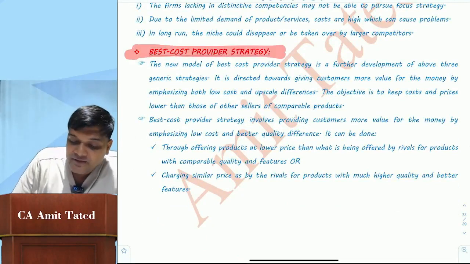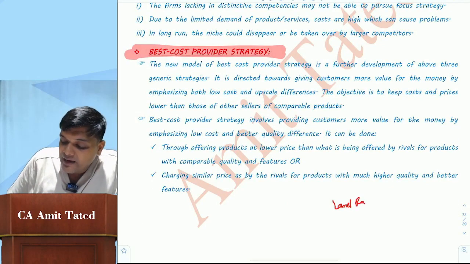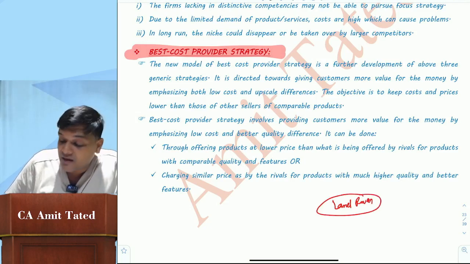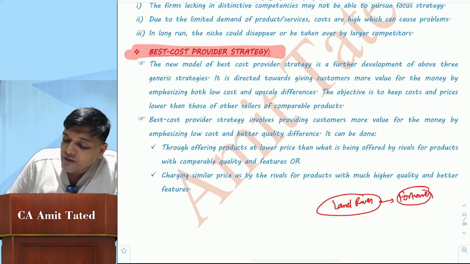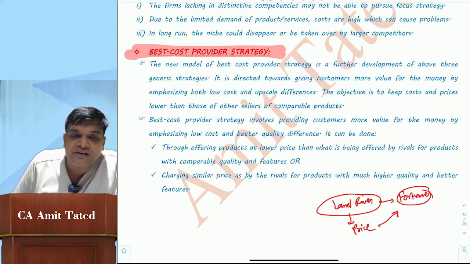Please understand the question I am asking you. Give me a good answer. If I say Land Rover or Range Rover, you are already aware of these cars? Land Rover and Fortuner are the two cars which compete. Land Rover reduces the price with the same features compared to Fortuner. Now which strategy is this?